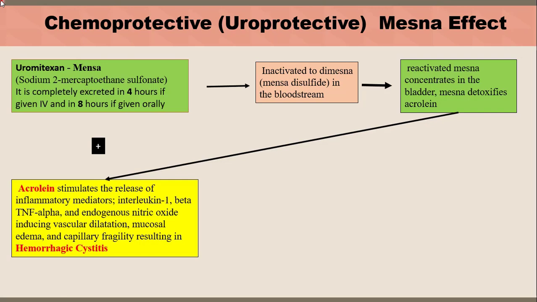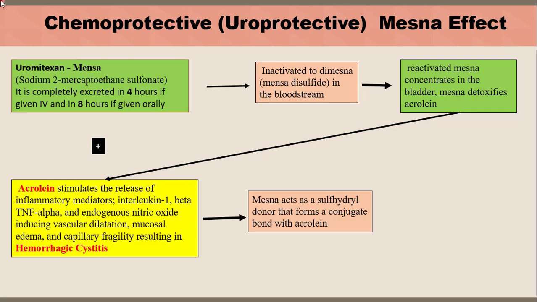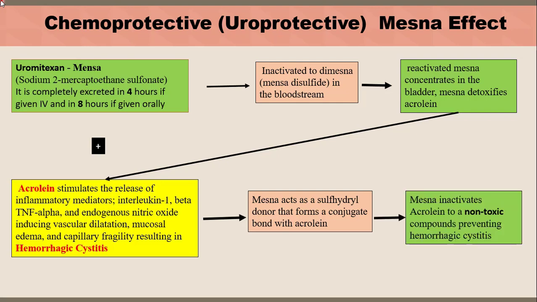Acrolein stimulates the release of inflammatory mediators, interleukin-1 beta, tumor necrosis factor alpha, and endogenous nitric oxide, inducing vascular dilatation, mucosal edema, and capillary fragility, resulting in hemorrhagic cystitis. To summarize, in a nutshell, mesna acts as a sulfhydryl donor that forms a conjugate bond with acrolein. Mesna finally inactivates acrolein into a non-toxic compound, preventing hemorrhagic cystitis.